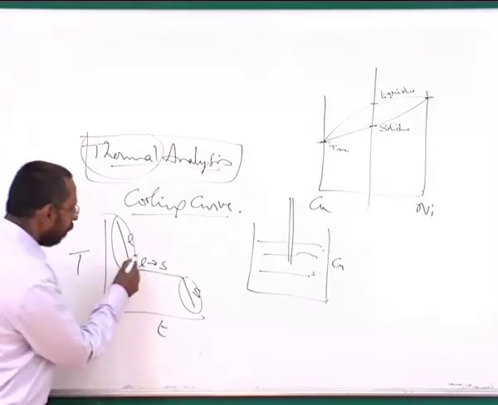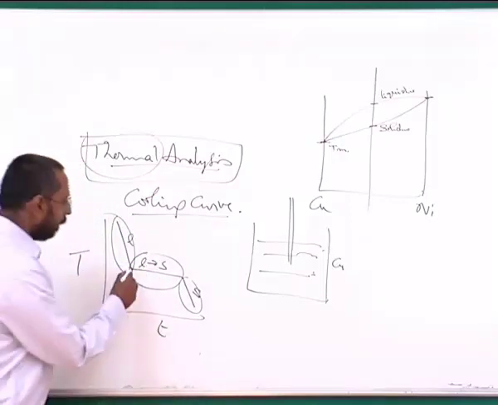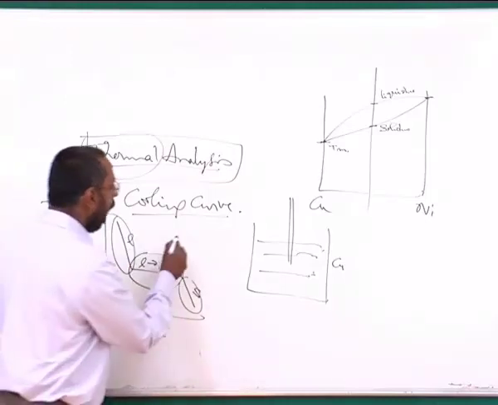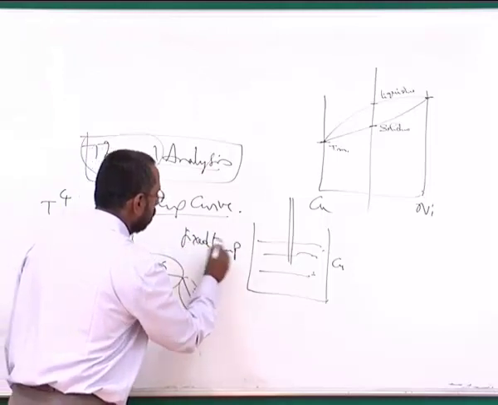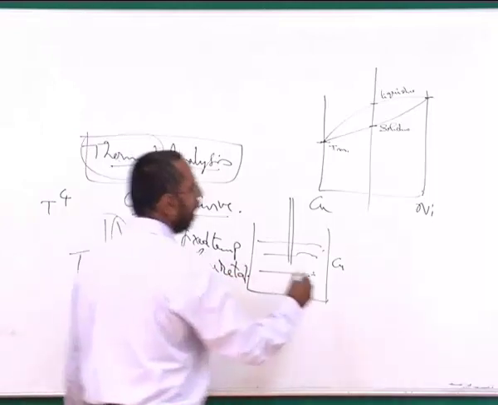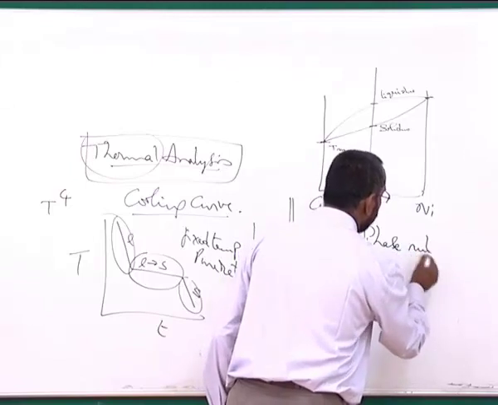But now what is this horizontal? Why is it horizontal is a very important question. It is horizontal because a liquid transforms to a solid at a fixed temperature for a pure metal. Why is it so? It again comes from our phase rule. That is where the phase rule becomes very useful.